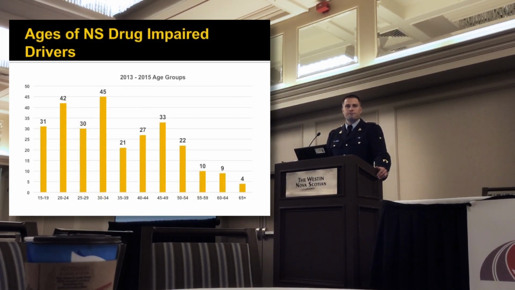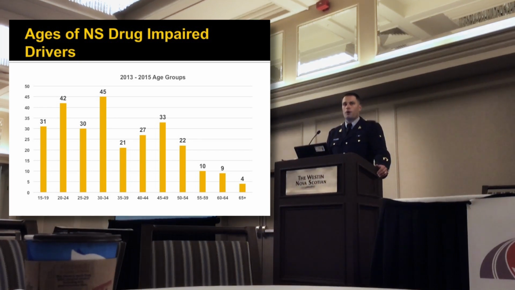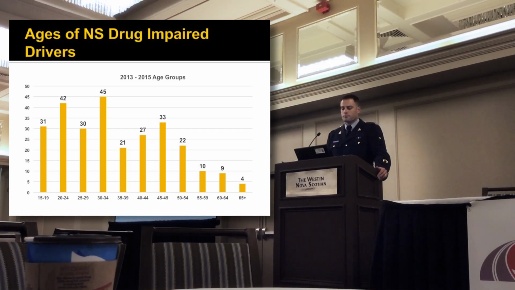And here are your age groups. These are just who we catch and who we charge. We see there are some bumps between the 20 to 24 year age group and the 30 to 34 year age group. The way I like to look at this is, unfortunately, we see a lot of people who are impaired by drugs operating a motor vehicle. And sometimes age is not a factor.